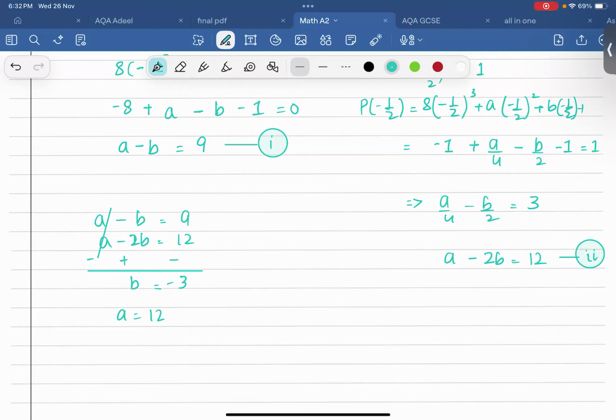Is that clear? Yes, sir. Ji, sir. अच्छा जी. अच्छा एक सेकंड, ये गलत हो गया.